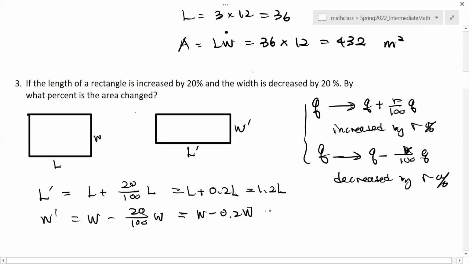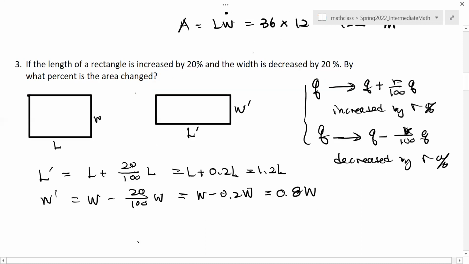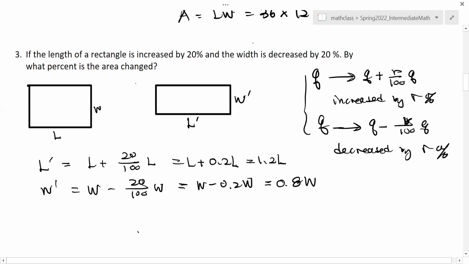Which is going to be 0.8 W. Okay, so that's a relationship between the new width and the original width. Now let's do the multiplication. So we want to see how much the area changed. So A prime is the new area, right? It's going to be L prime times W prime.